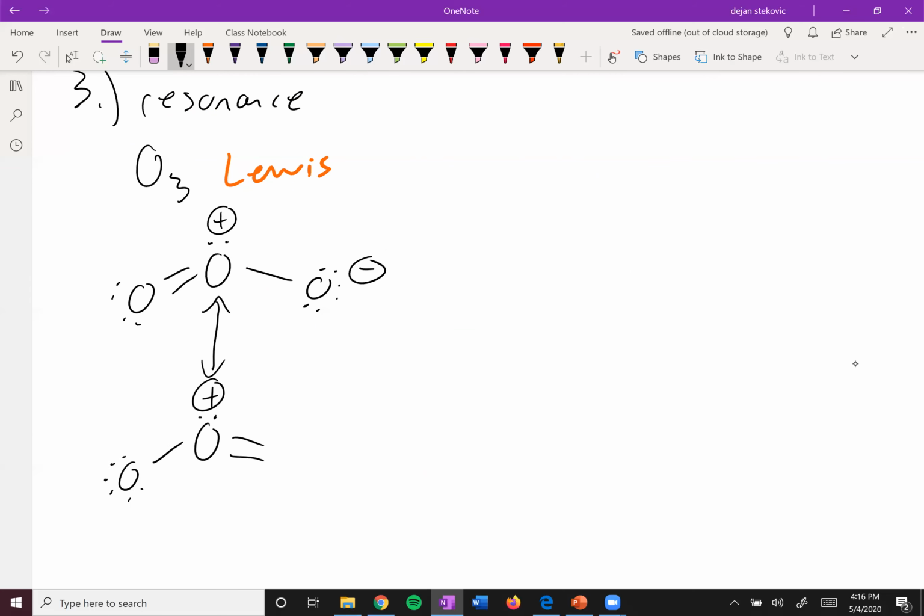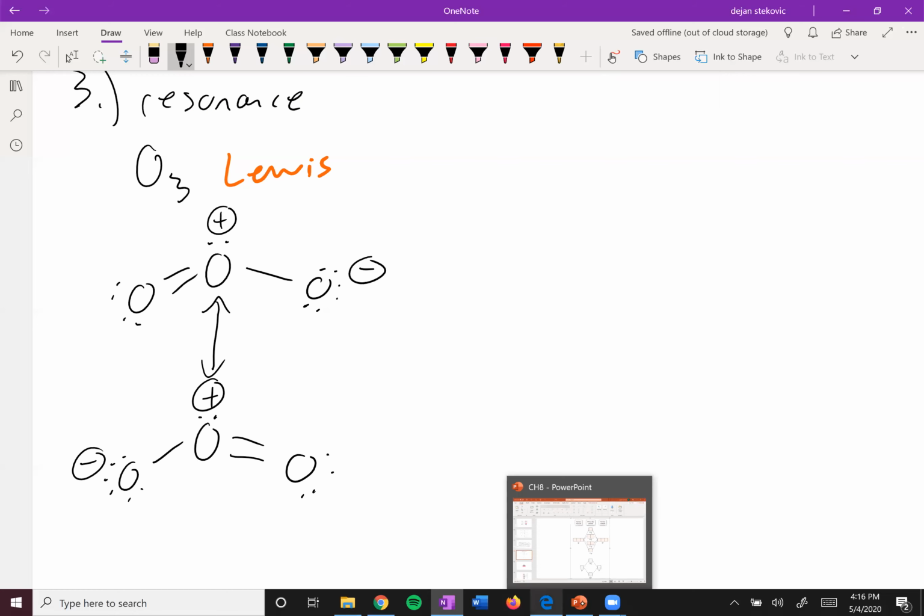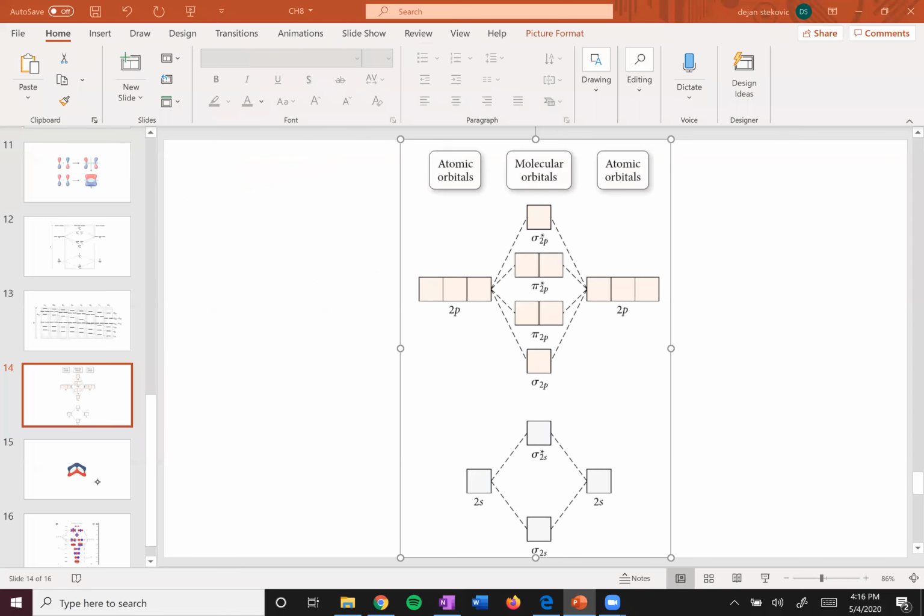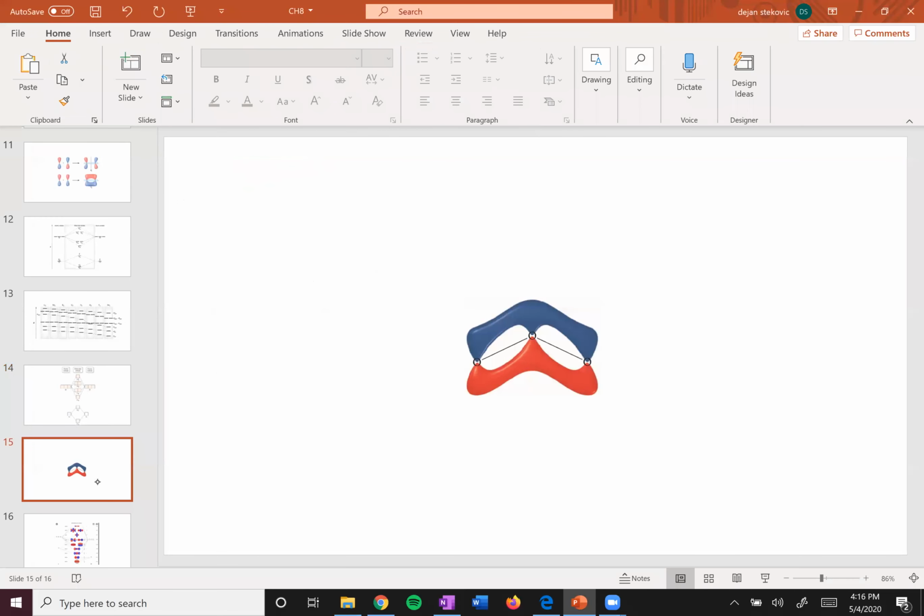And so resonance structures are a way to mask one of the weaknesses of Lewis structures, and that is that in real life, this is not a single bond and this is not a double bond. They're really 1.5 bonds each. And so molecular orbital theory, because it considers the orbitals to belong to the molecule, does not have this problem of having to draw resonance structures.